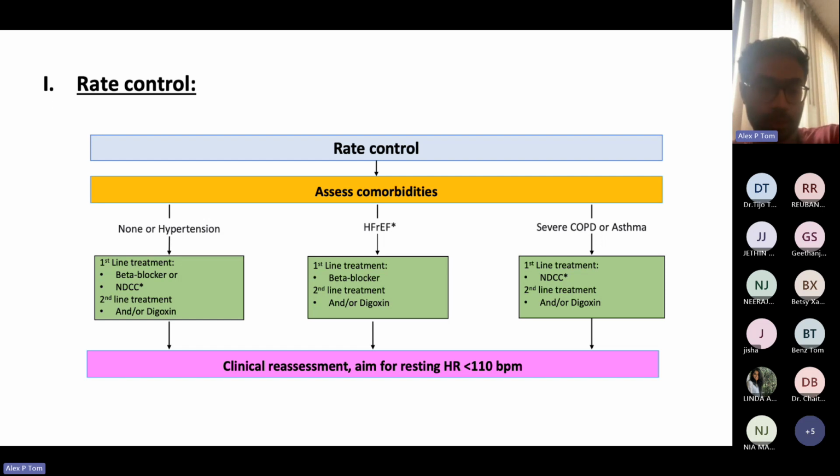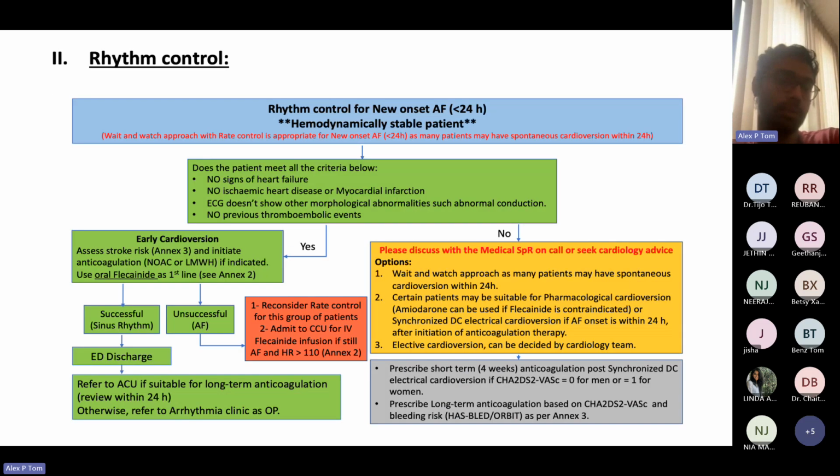And then next is rhythm control. I said that in a selected group of patients, you can technically do rhythm control. What is the selected group of patients? Someone who is presenting under 24 hours. Some literature says under 48 hours, but for all practical purposes, it's better to stick with less than 24 hours. Mainly the worry is clots that are being formed in an atrial fibrillation rhythm.